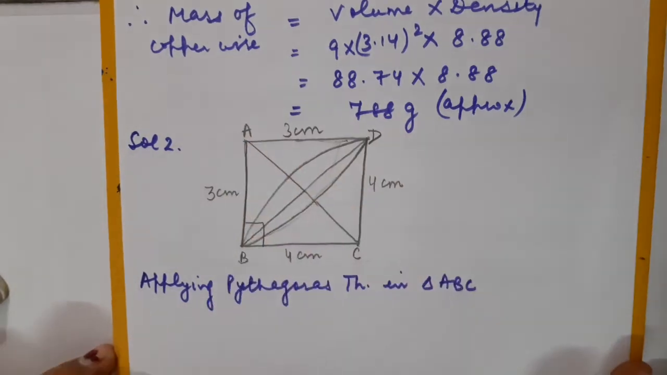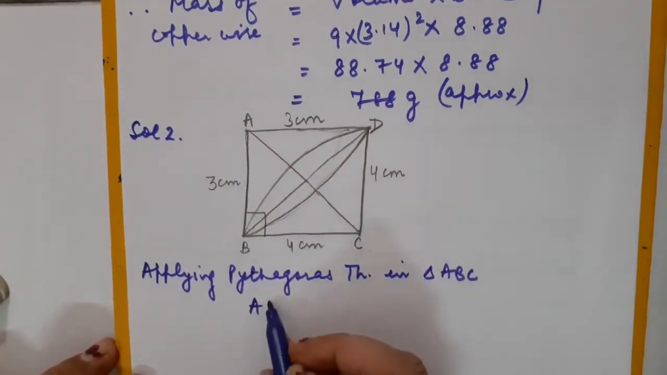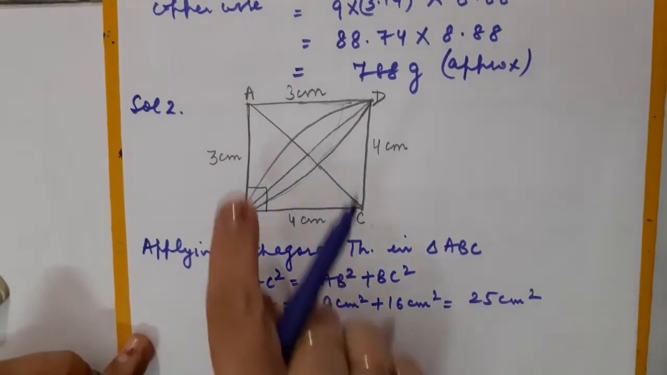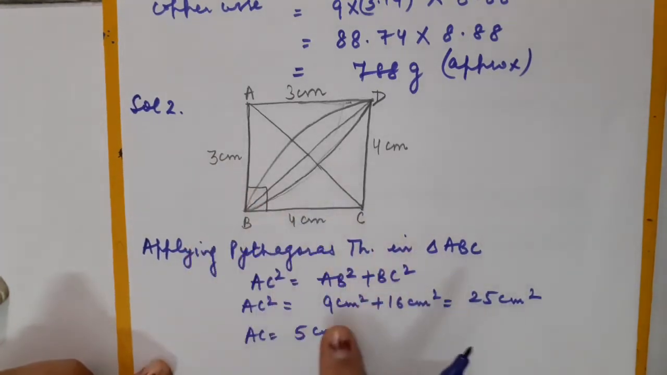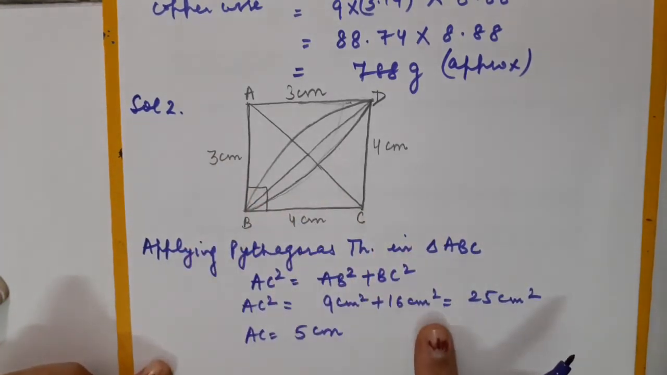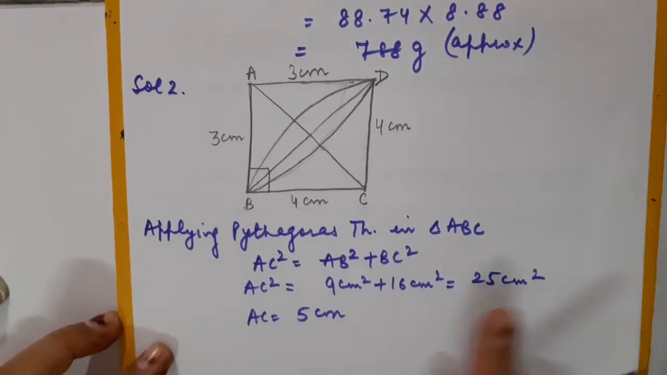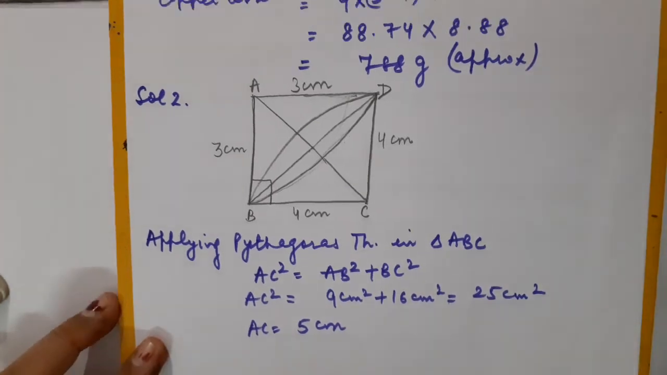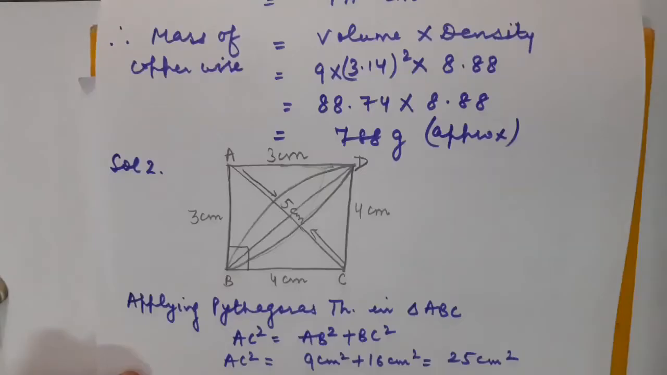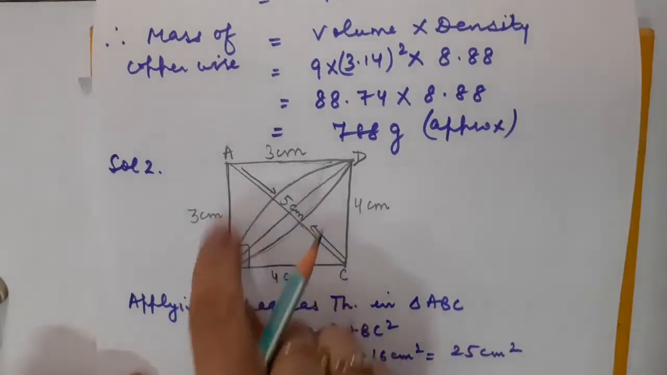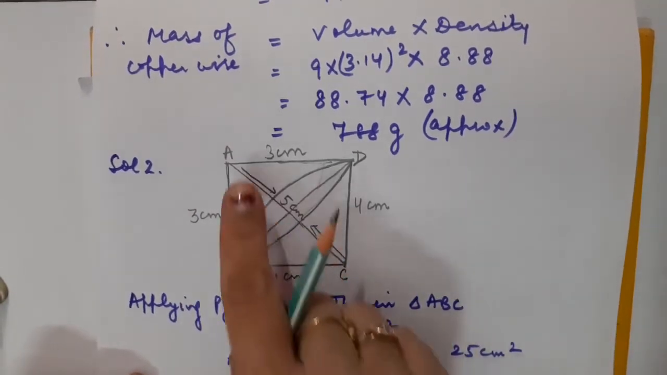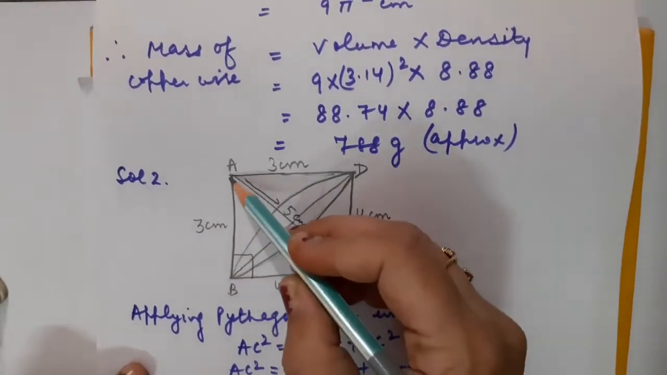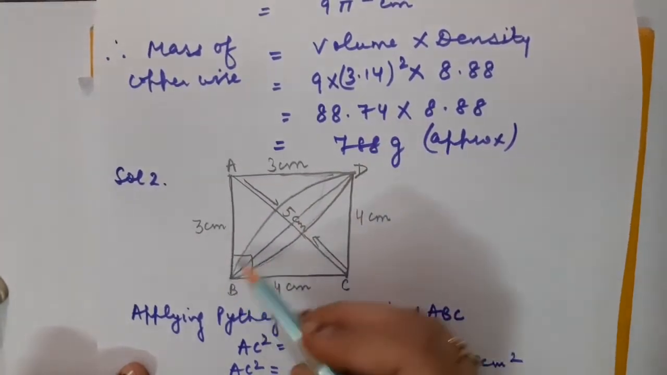When I apply Pythagoras, you can see that AC square is equal to AB square plus BC square. That is 9 centimeter square plus 16 centimeter square, which is equal to 25 centimeter square. So AC is 5 centimeter, which is the hypotenuse. Correct? So let us put it in the figure. Now children, as you know, when a right angled triangle was revolved around its hypotenuse, two cones were formed, right? Here you can take ABD as one cone and CBD as another cone.